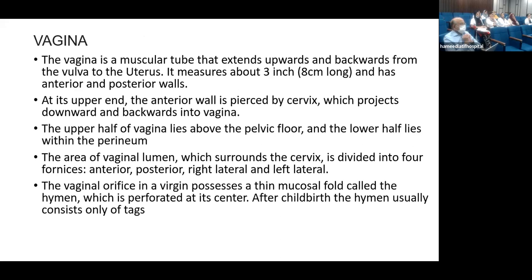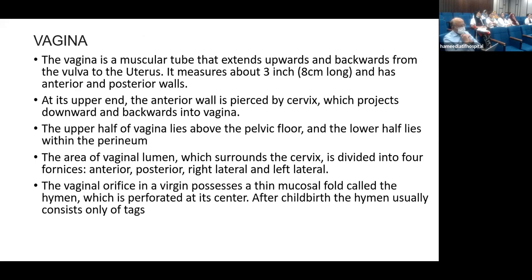After the uterus, the vagina is the muscular tube that extends upward and backward from the vulva to the uterus. It is about 8 centimeters in length and has an anterior and a posterior wall. At the upper end, the anterior wall is pierced by the cervix, which projects downward and backward into the vagina. The upper half of the vagina lies above the pelvic floor, and the lower half lies within the perineum.